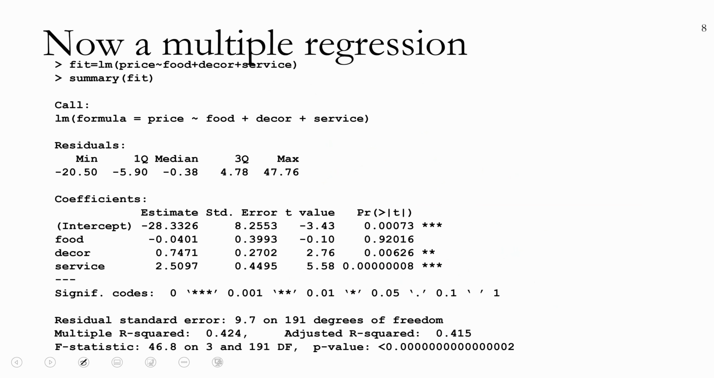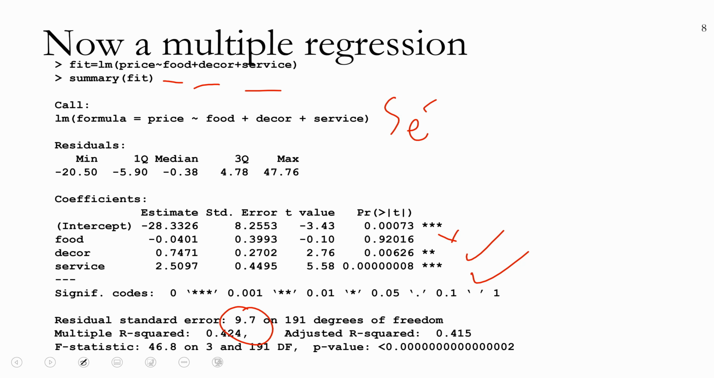Let's now do the multiple regression. So we're going to add food, decor, and service. Now, what's interesting is now when you add everything in the model, do you need food? No, no stars. You don't need food. Do you need decor? Yeah. Do you need service? Yeah. Let's go back. You don't need food.